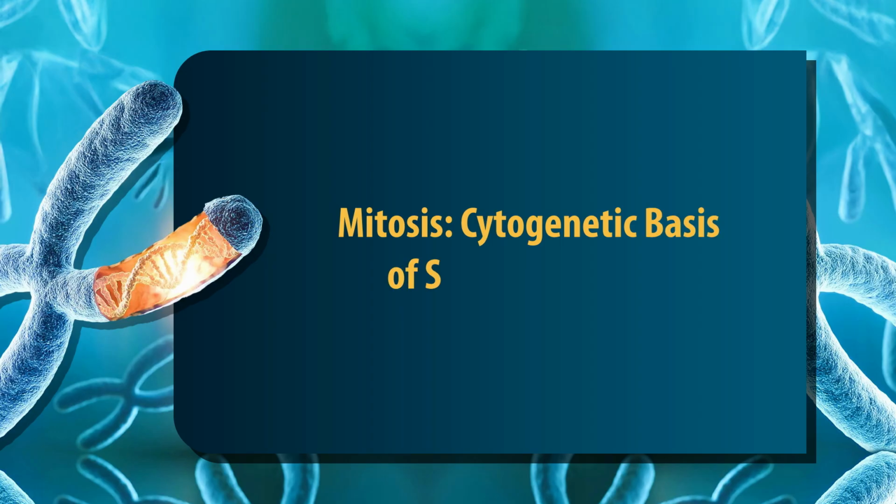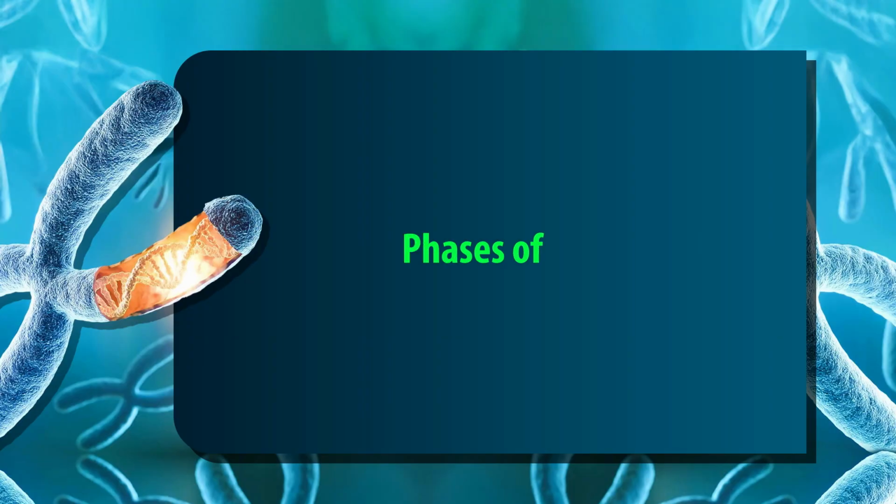Now we will be discussing mitosis, the cytogenetic basis of somatic division. Mitosis is the process by which a cell divides into two genetically identical daughter cells. It ensures equal distribution of replicated chromosomes. The phases of mitosis. First one is the prophase.